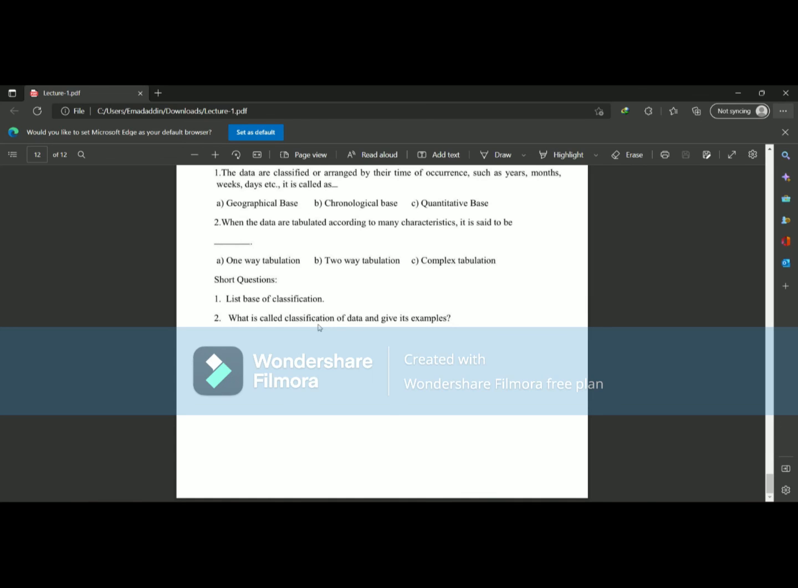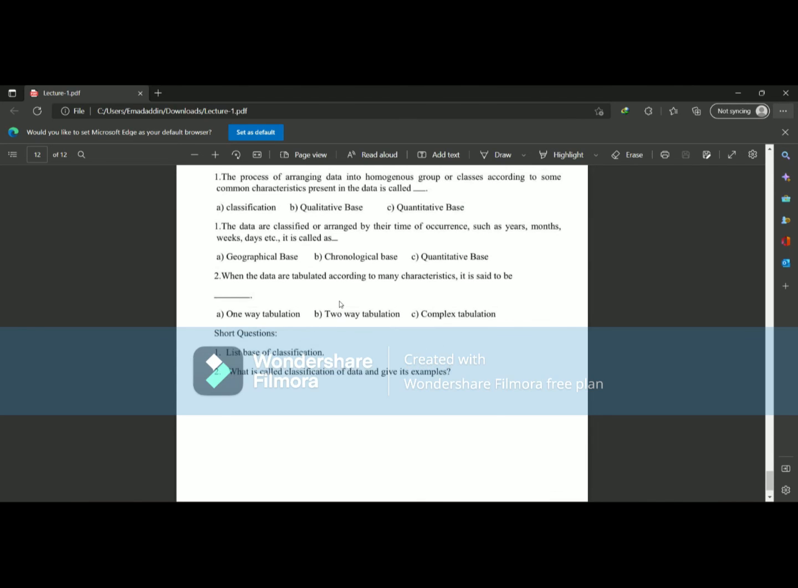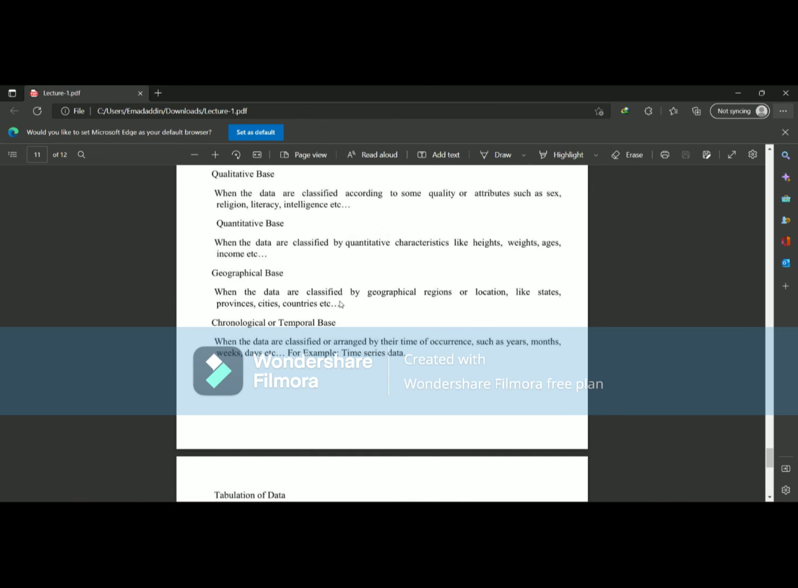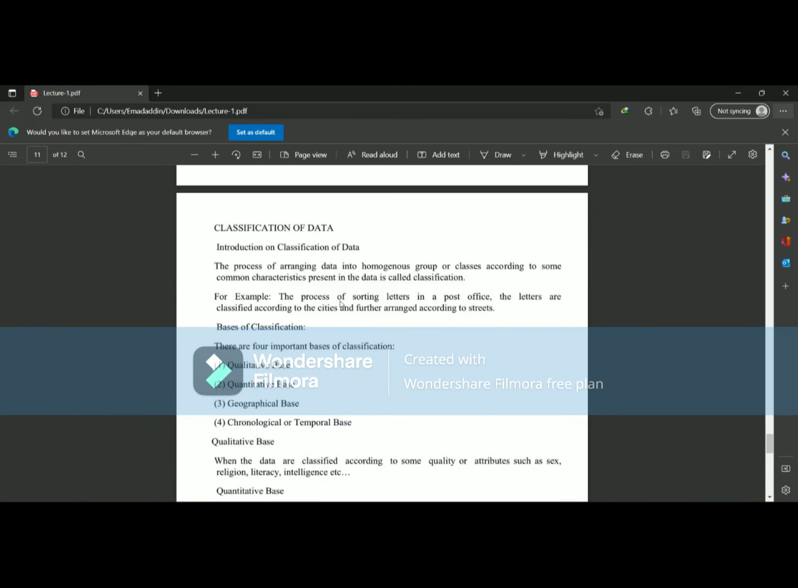What is called classification of data? Give examples. The classification of data is the process of arranging data into homogeneous groups or classes according to some common characteristics present in the data. For example, in the process of sorting letters in a post office, the letters are classified according to the cities and further arranged according to the streets.